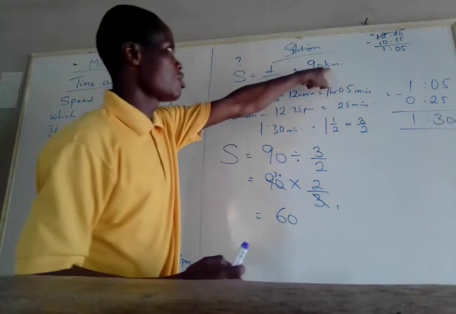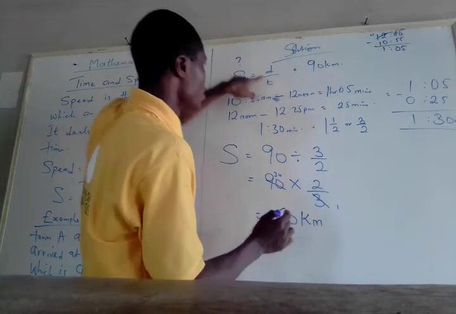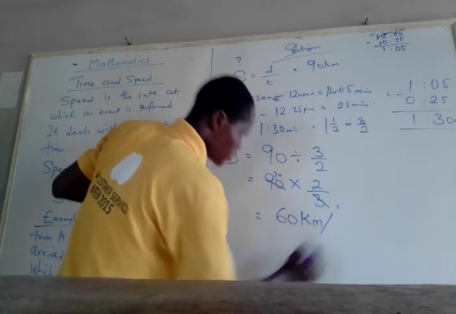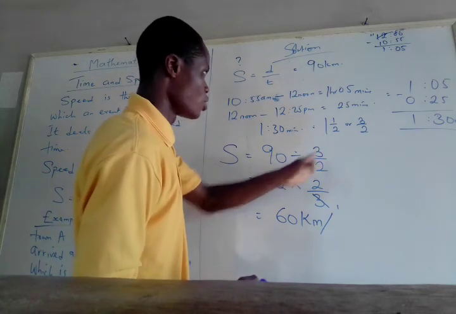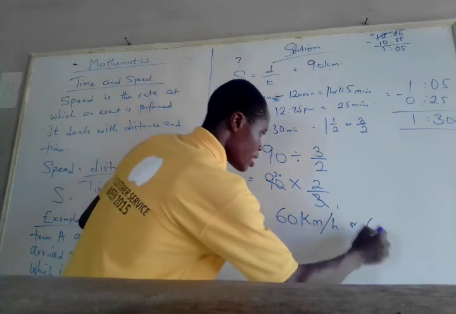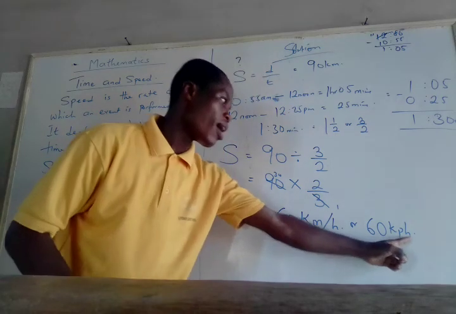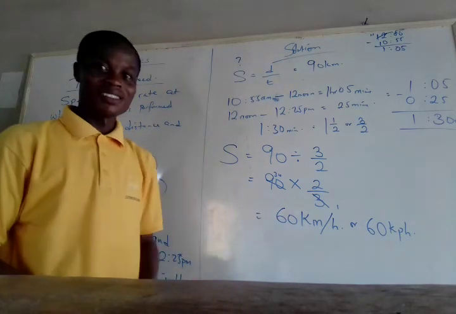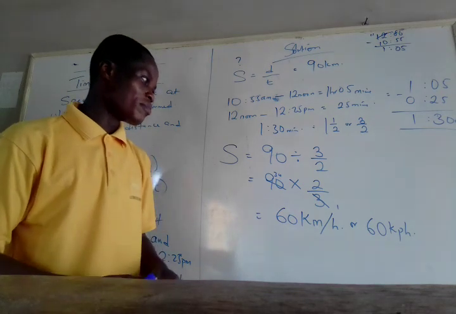And you see it's in kilometer already. The division sign here, which is also called per, and then we used hour measurement, per hour, or 60 kph, kilometer per hour. Isn't this interesting? Quite interesting. So keep this in mind.